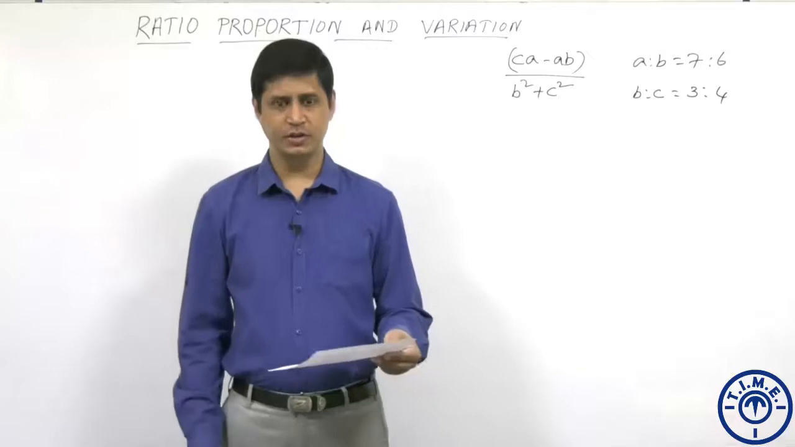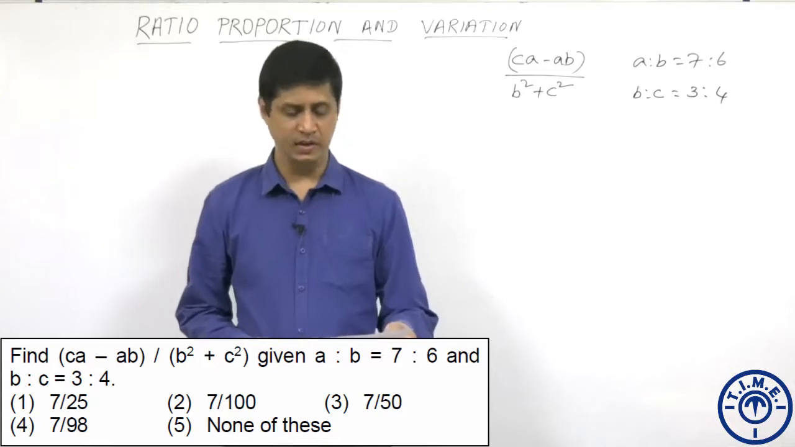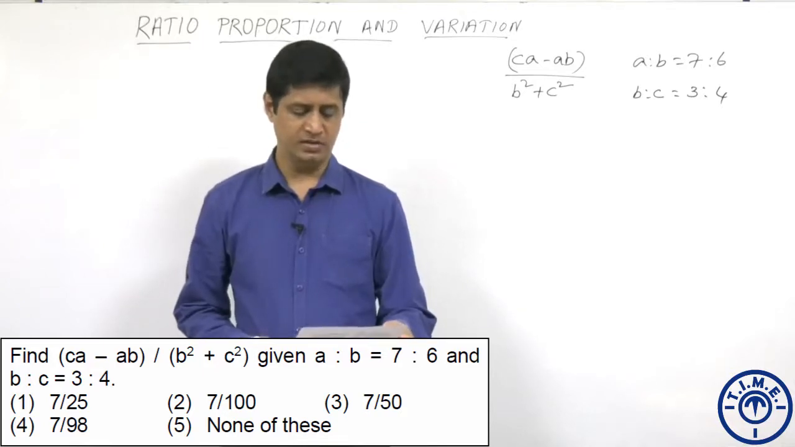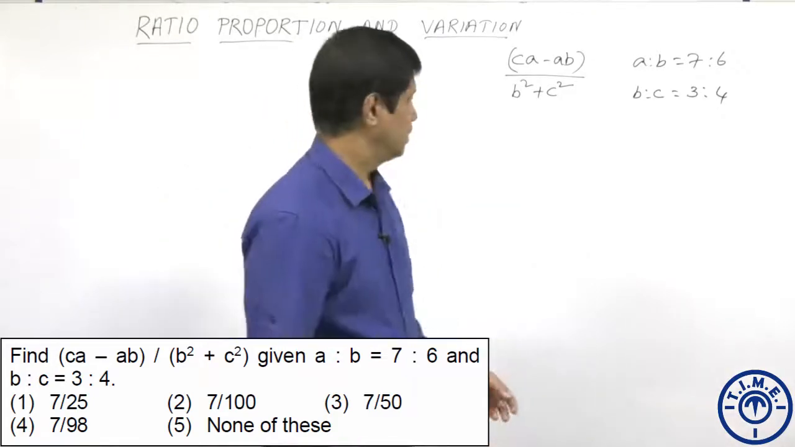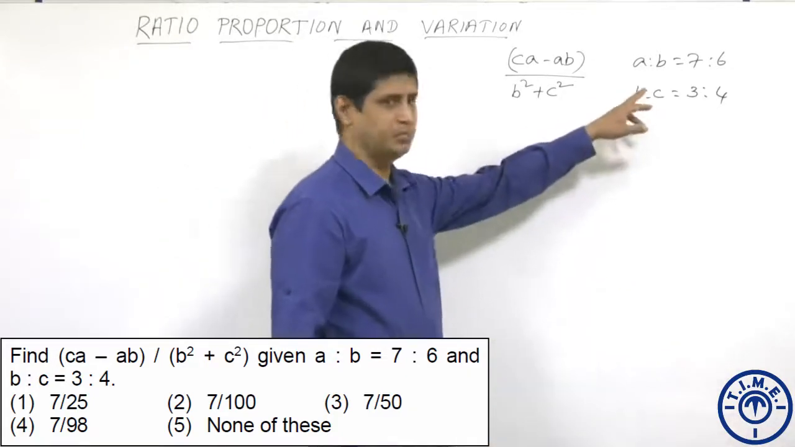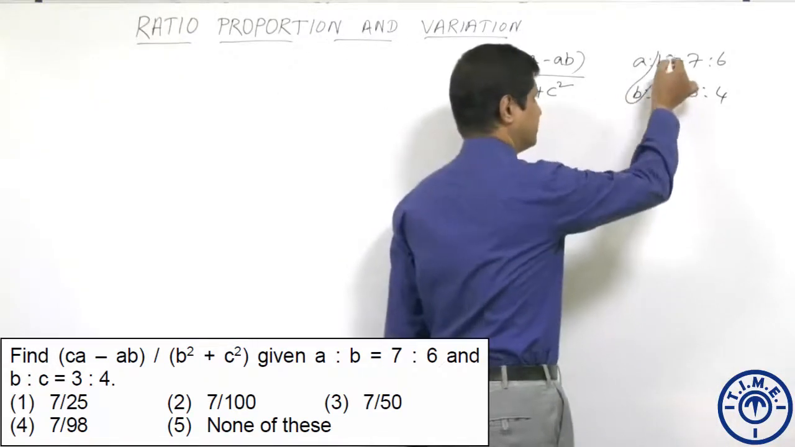Look at the next question. Find CA minus AB by B square plus C square, given A is to B is 7 is to 6, B is to C is 3 is to 4. The ratios of A is to B and B is to C are given. Now what is the common element here? B is the common element.